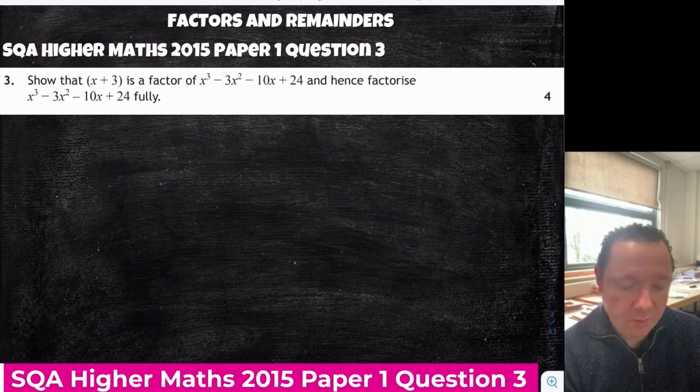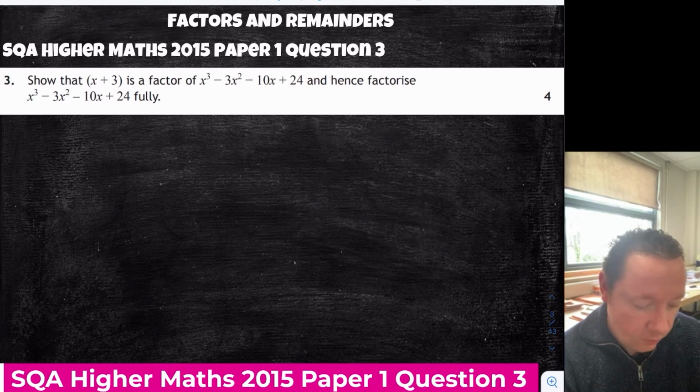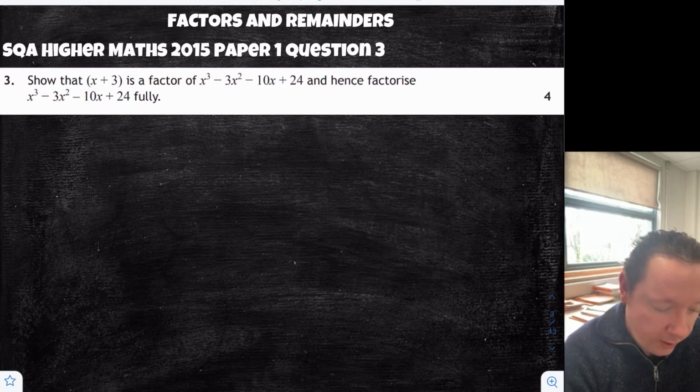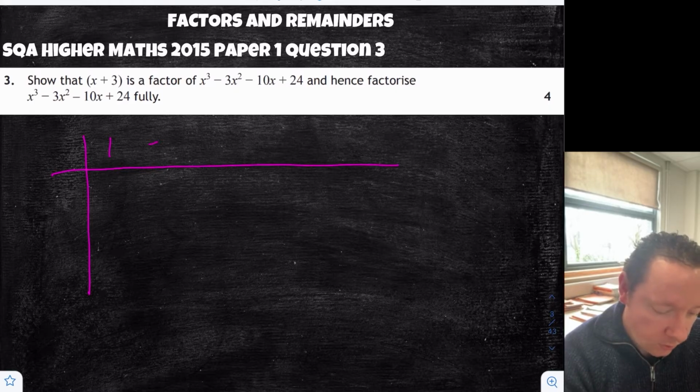Okay, looking at factors and remainders. SQA Higher Maths 2015, paper 1, question 3. Show that x plus 3 is a factor of this polynomial and hence factorise fully. A couple of ways you can do this, but the most common way is synthetic division. So you take your coefficients. I've got 1x cubed minus 3x squared minus 10x plus 24 on the end.